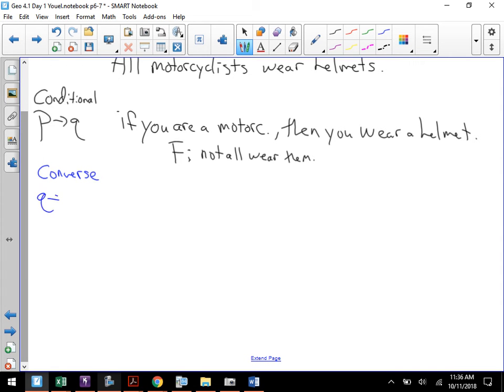Good. Q implies P. You flip it. If you wear a helmet, then you're a motorcyclist. Is that true or false? What's the counter?